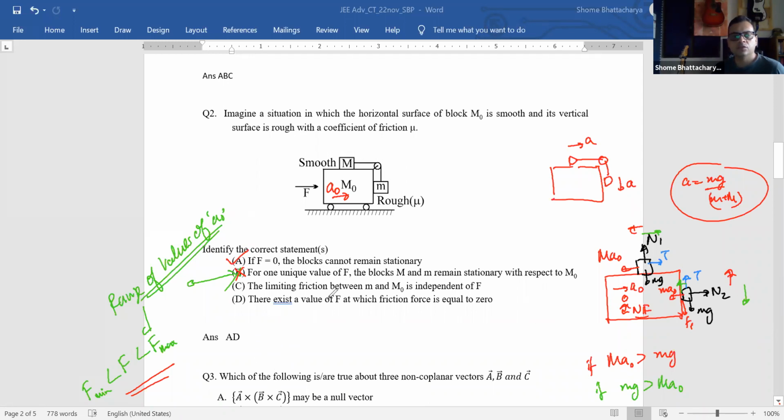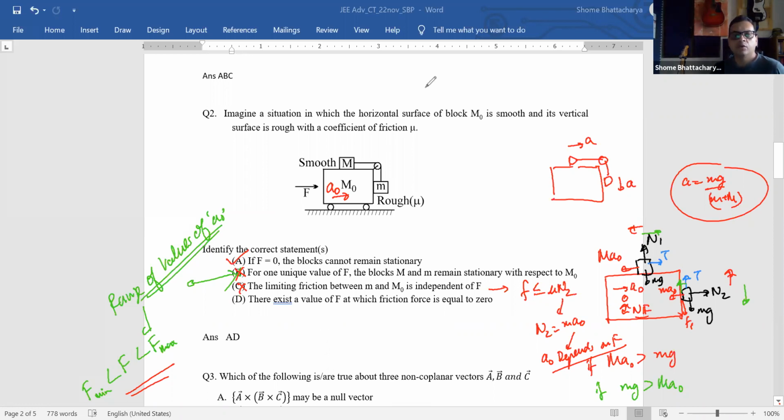Okay. Now the third thing: the limiting friction between M and M naught is independent of F. That is wrong. Why? Because this limiting friction depends on this mu N2. And N2 is nothing but M A naught, and A naught depends on force. So you can see, because this depends on force, obviously the limiting friction depends on capital F.